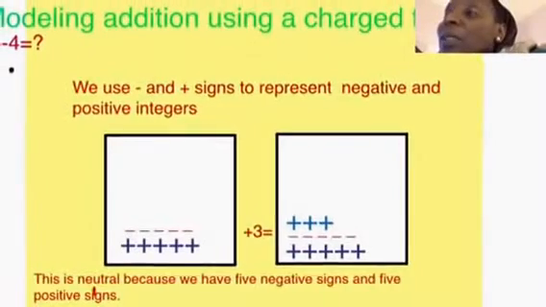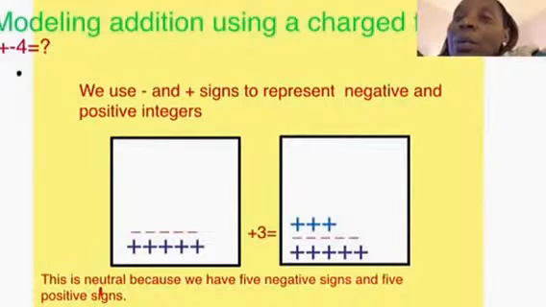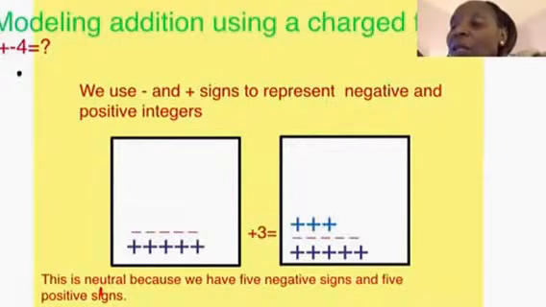Let's use the charge field. It's the same basis. We have to start with a neutral charge. So here we use the same problem, 3 plus minus 4. We use negative and positive signs to represent negative and positive integers. So here we have 1, 2, 3, 4, 5 positive and 1, 2, 3, 4, 5 negative. So that is neutral. We add 3, so we have 1, 2, 3 positive. So this here has a positive 3.